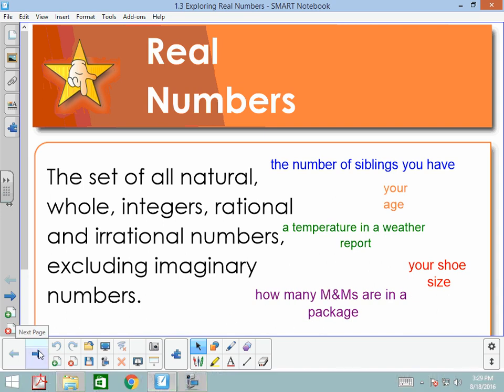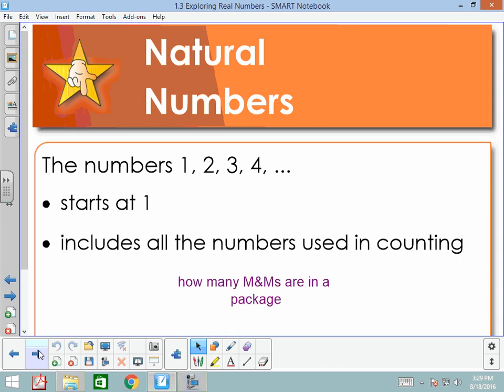We're going to start with the set that includes the smallest number of real numbers, and that would be natural numbers. These numbers are your counting numbers. So the numbers are like 1, 2, 3, 4, and this dot, dot, dot right here just means and so on. It keeps going on and on. So it starts at 1. It includes all the numbers used in counting. An example of the natural numbers would be how many M&Ms are in a package, because you can actually take out the M&Ms and count each one individually. Okay, so that's natural numbers.